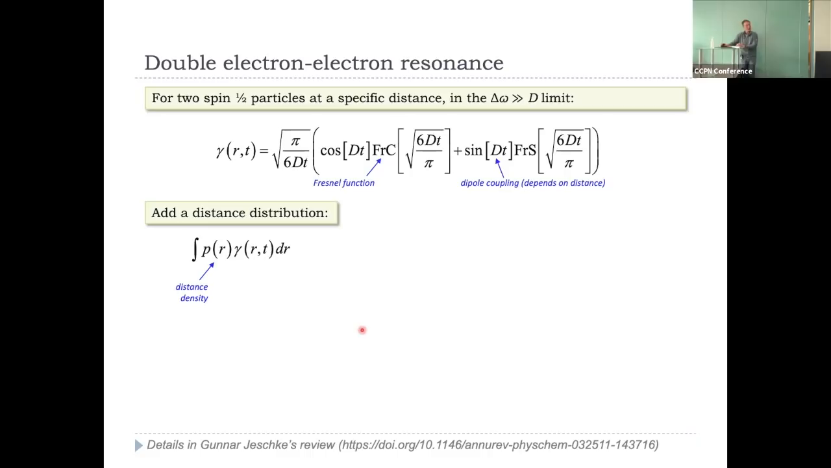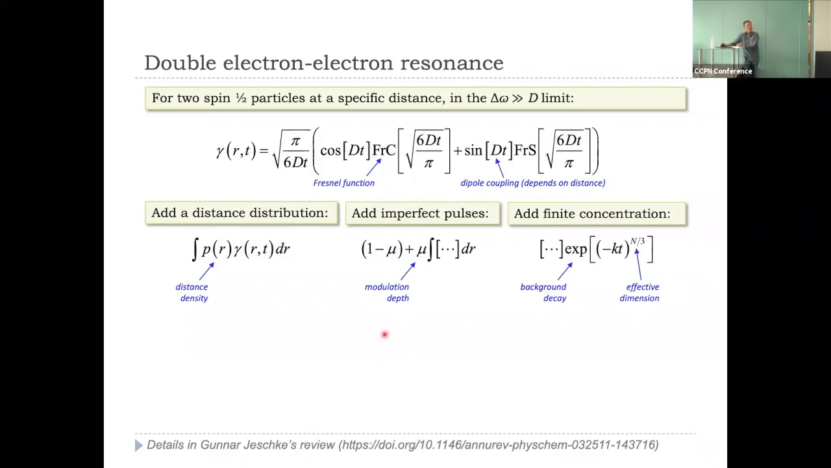Then, of course, our pulses in EPR are never ideal pulses. At most, we ever hit a tiny little fraction of the spectrum. We can never do it perfectly. And so there's also the modulation depth that accounts for these imperfections. There's also finite concentration effects because the electron pair is not isolated. There are other electrons at greater distances. And so there are additional decaying terms with an effective spatial dimension that depends on distribution details of those electrons.